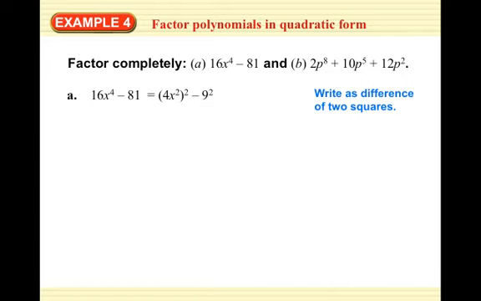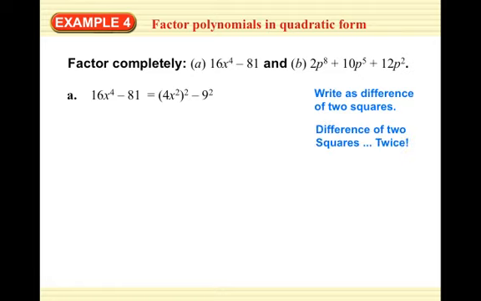Okay, 16x to the 4th can be written as 4x squared squared, because 4 squared is 16 and x squared squared is x to the 4th. And then 81 is the same thing as 9 squared. So you've got a difference of 2 squares. Here we're just checking to see if the difference of 2 squares pattern fits. Okay, and it does, which is great, because otherwise we wouldn't be able to factor this.